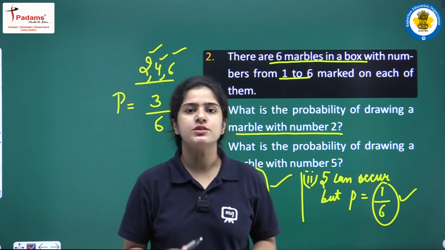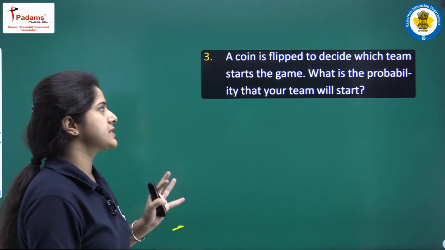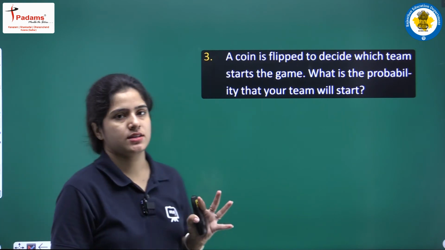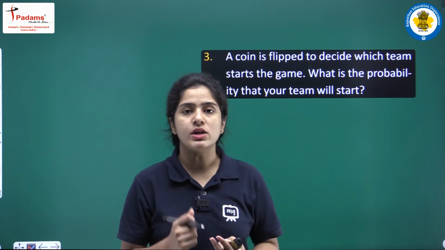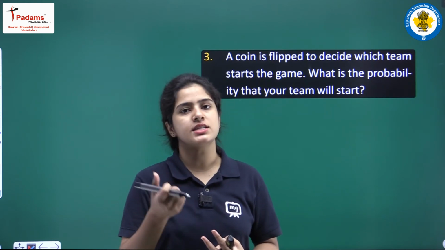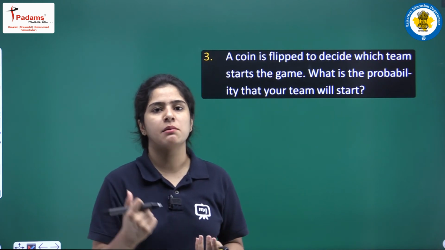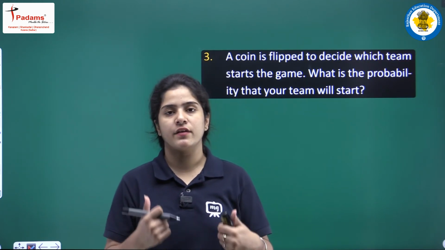Okay, now students, the next question. A coin is flipped to decide which team starts the game. What is the probability that your team will start? For example students, 2 teams are playing, and who will start the game is decided by tossing a coin. One team selects, I will start the game when there will be heads up, and another team decides, I'll be starting the game when there is tails up.